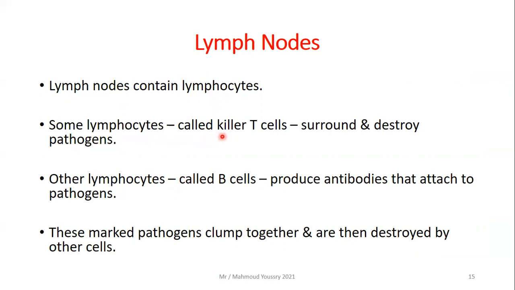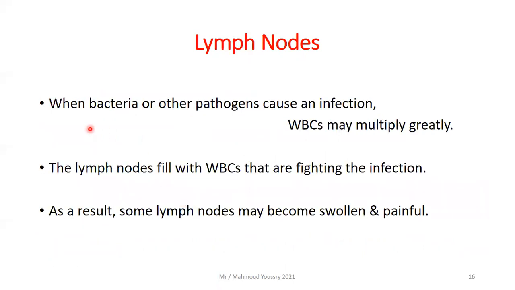Some lymphocytes, called killer T cells, surround and destroy pathogens at once, while other lymphocytes, called B cells, produce antibodies that attach to pathogens. So they are like marking pathogens. These marked pathogens clump together, they stick to each other, and then they are destroyed by other cells.